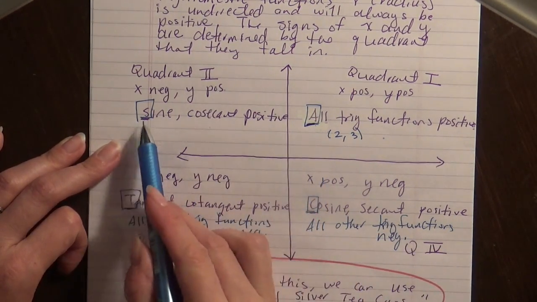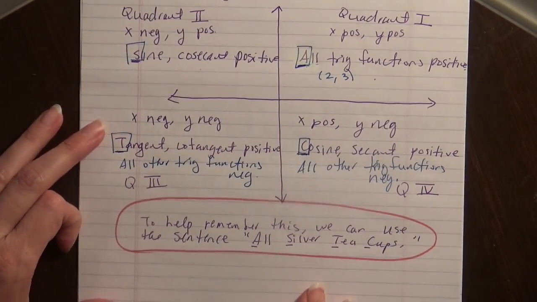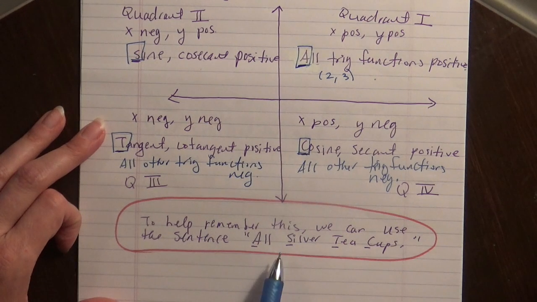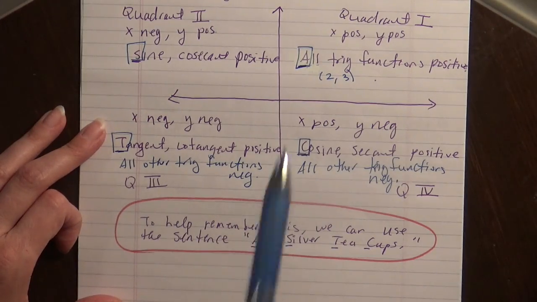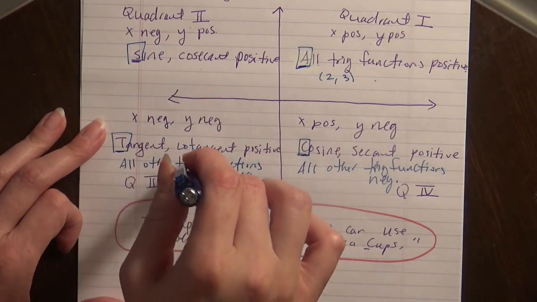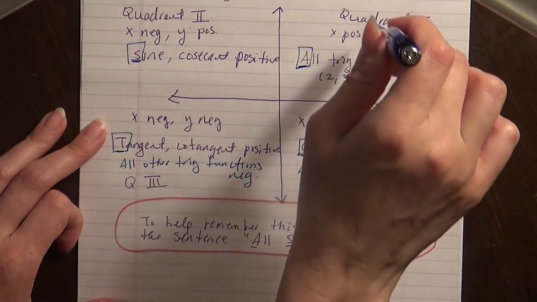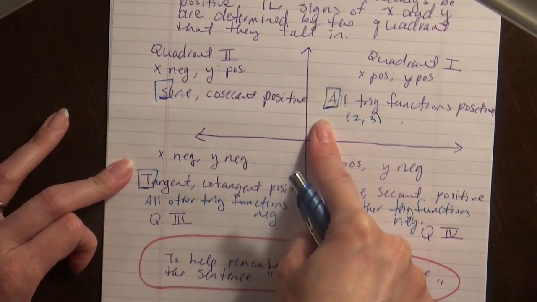So we've got ASTC. We can make up a silly little phrase: all silver teacups. That's going to help us remember, and you've got to remember it's going 1, 2, 3, 4: quadrant 1, quadrant 2, quadrant 3, quadrant 4. For an angle in quadrant 1, the A, they're all positive. All the trig functions are positive.